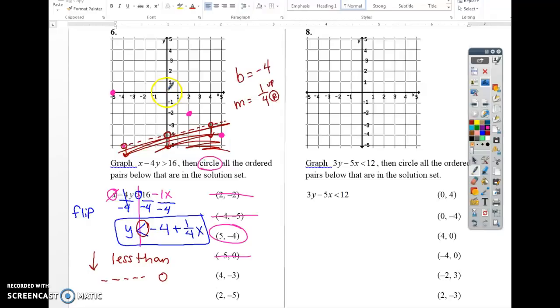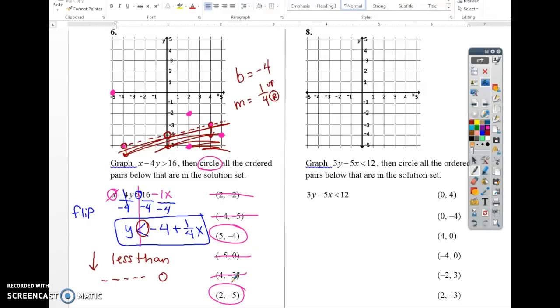4, negative 3. Again, this one is inside an open circle. That is not a solution. Open circles are not solutions. 2, negative 5. 2 and down 5. Yes, that's in my shaded area, so that's also a solution.